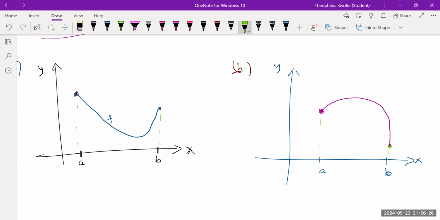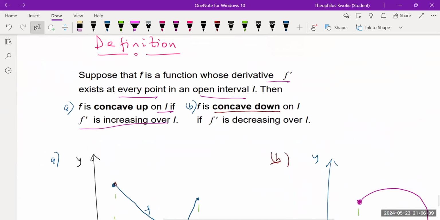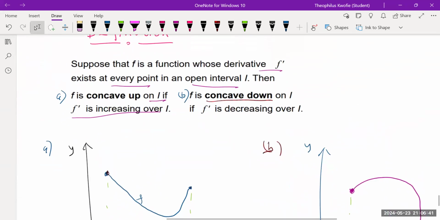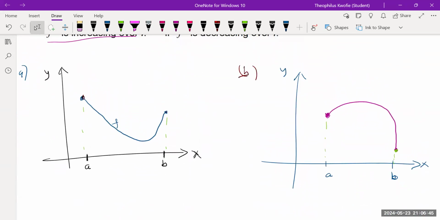The rate of change of that particular function within that interval is also changing. Am I understood? Okay. That is the basic way to explain this definition. I believe that with this graph, you should be able to understand.